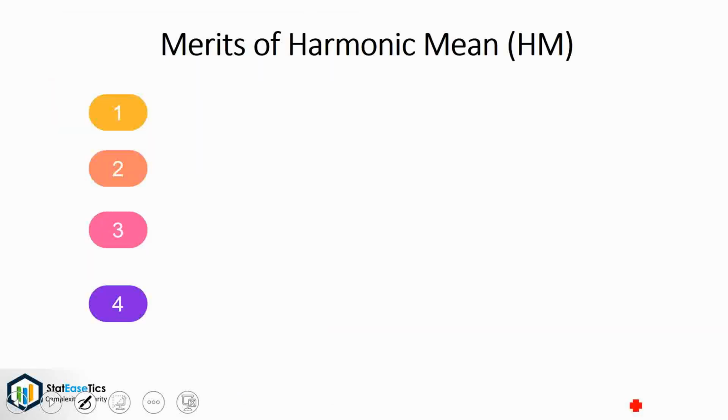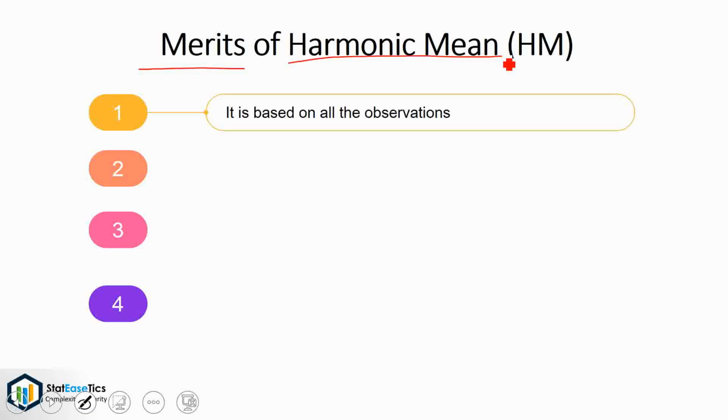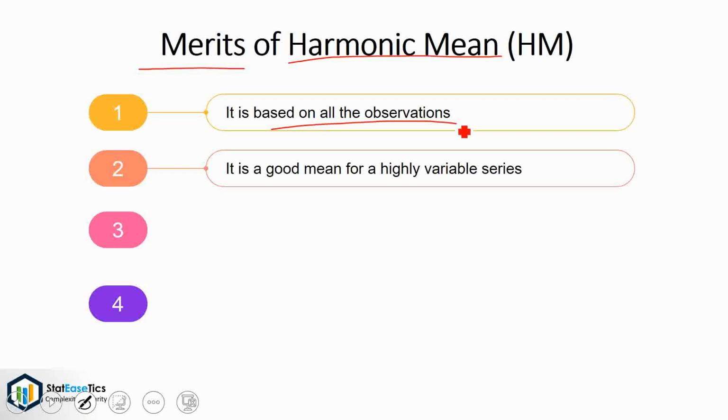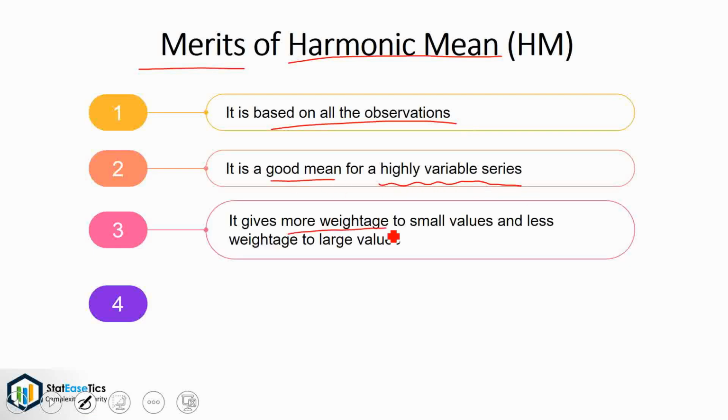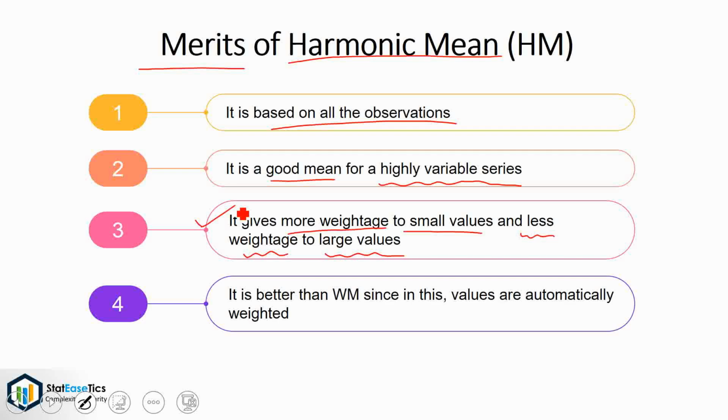Now let's see the merits of harmonic mean. It is based on all the observations. It is good mean for highly variable series. It gives more weightage to small values and less weightage to large values. As divisions and ratios are involved, when we divide a larger quantity, that is 1 upon 10, it will give us a decimal place 0.1. It is better than weighted mean since in this values are automatically weighted. So these are the merits of harmonic mean.